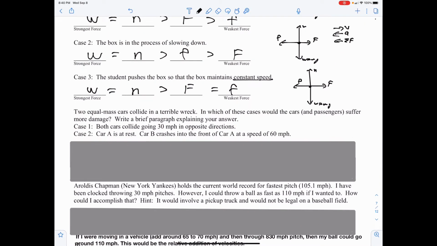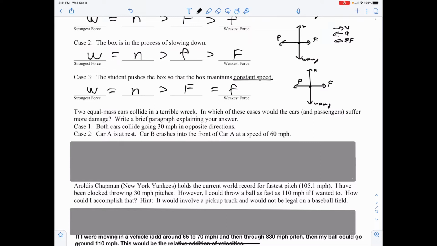Two equal mass cars collide in a terrible wreck. In which of these cases would the cars and passengers suffer more damage? Write a brief paragraph explaining your answer. Case 1, both cars collide at 30 meters per second in opposite directions. Case 2, car A is at rest, car B crashes head-on into car A with a speed of 60 miles per hour. Okay, so here's what's going to happen.